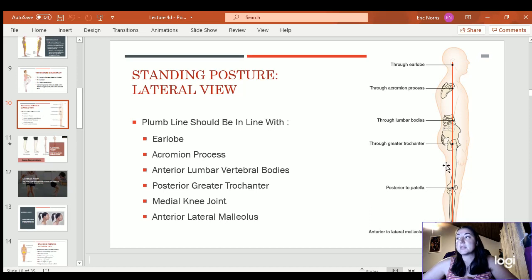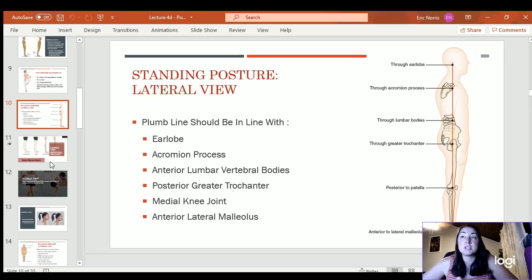So it's basically the middle of the knee joint, middle of the ankle, middle of the hip, the middle of the body. So although it's kind of the back portion of the greater trochanter and the front portion of the lateral malleolus, the line should be directly down the center of the body.